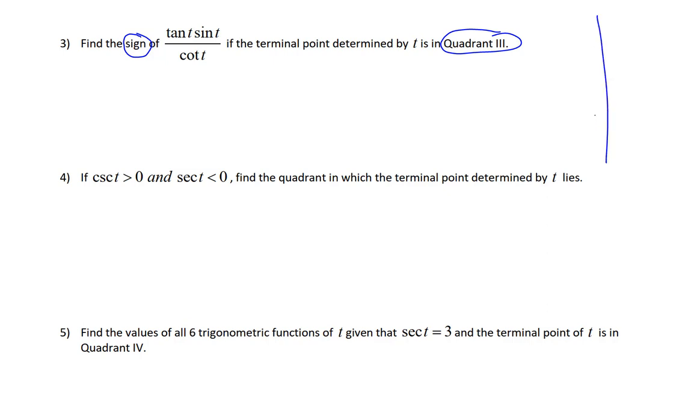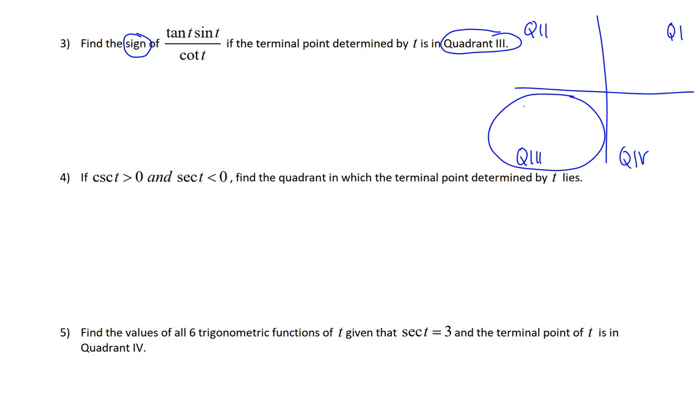Let's sketch just a basic quadrant diagram to remember some key things. First of all, the quadrants start in the upper right with quadrant 1, denoted Q1. Upper left is quadrant 2. Bottom left is quadrant 3. And bottom right is quadrant 4, using Roman numerals to denote these different quadrants. So we're in quadrant 3, and we got to remember what's going on in quadrant 3.